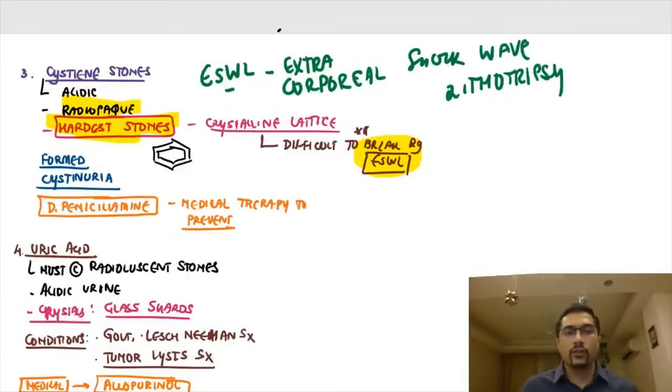Extracorporeal shockwave lithotripsy. Uric acid stones are the most common radiolucent stones, and they can be seen in gout and tumor lysis syndrome.